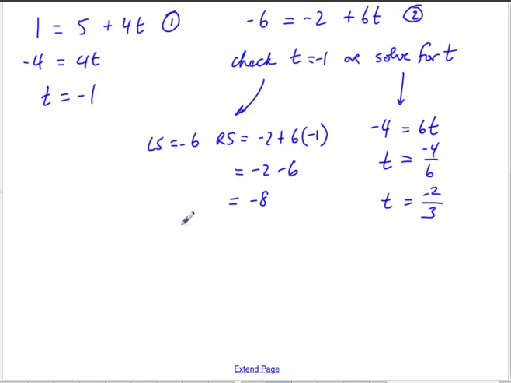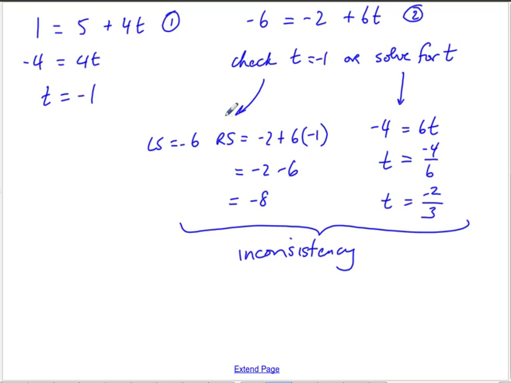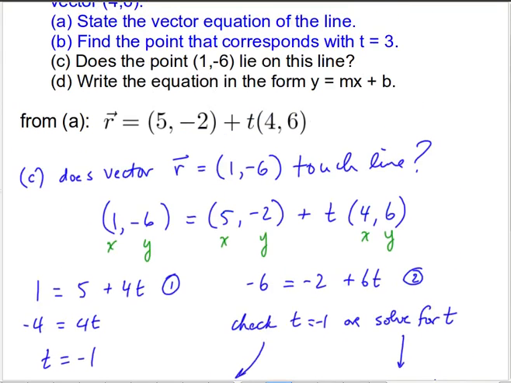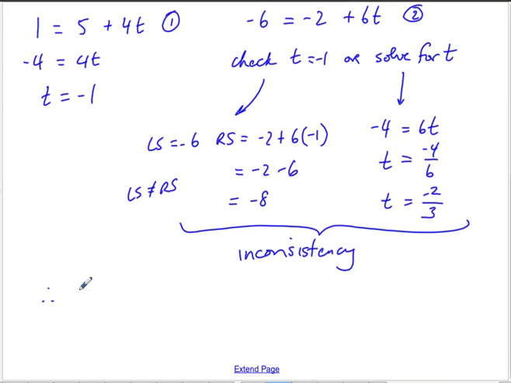Now, in either case, what we have here is an inconsistency. We either say it has failed our left side, right side check, where the left side is not equal to the right side, or we end up with two t values, and that's not possible. So since I have an inconsistency, therefore, and what was that point? 1, negative 6 does not lie on the line.